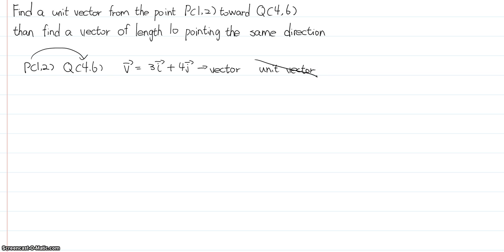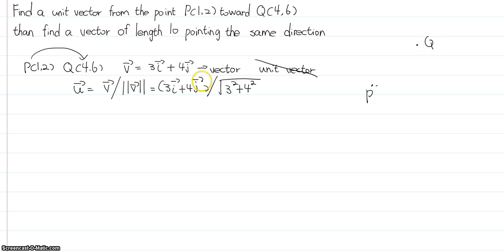In order to convert this into a unit vector, we take the vector divided by the magnitude of the same vector. So we'll have 3i plus 4j, all divided by the square root of 3 squared plus 4 squared. This is the same thing according to the Pythagorean theorem. If you have P here and you have Q here, and this is 3, this is 4, and this is a 90 degree angle, you'll have a 5 according to the Pythagorean theorem.